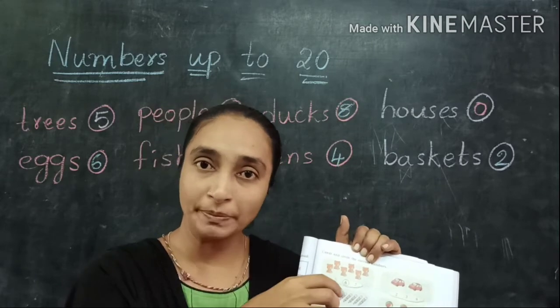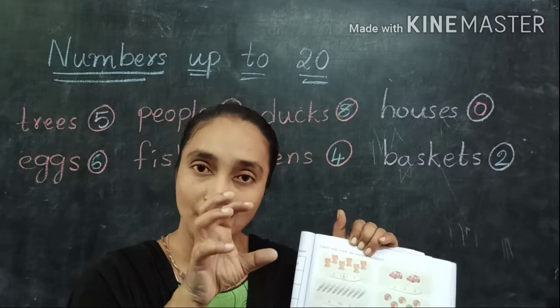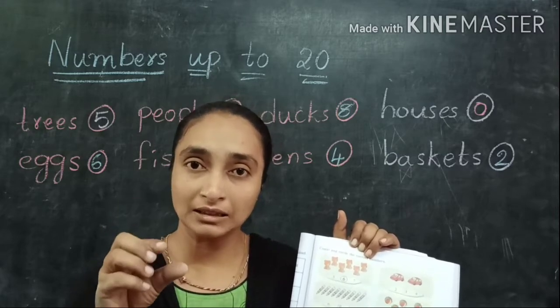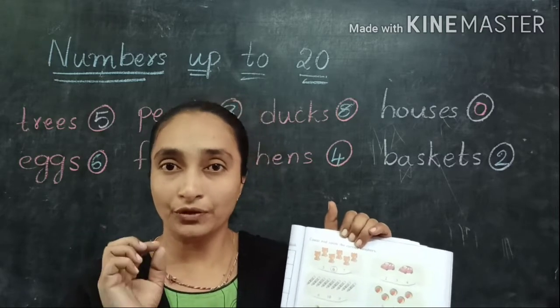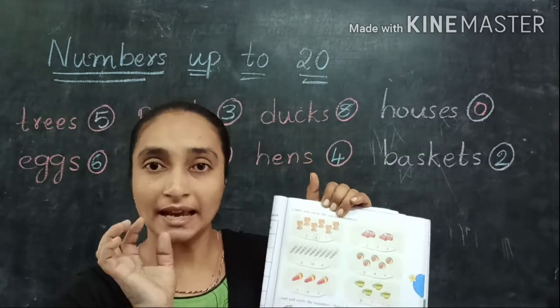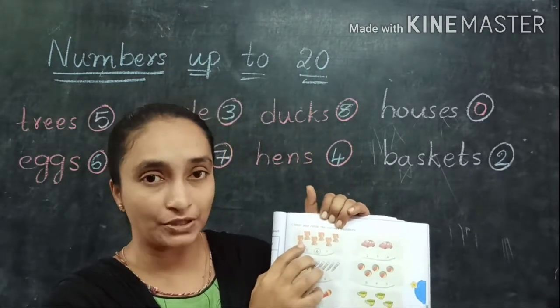So we have to count the pictures. How many pictures are there, we have to count. And then you must circle the correct number. For example, the first one has already been given there. You can observe the picture here.